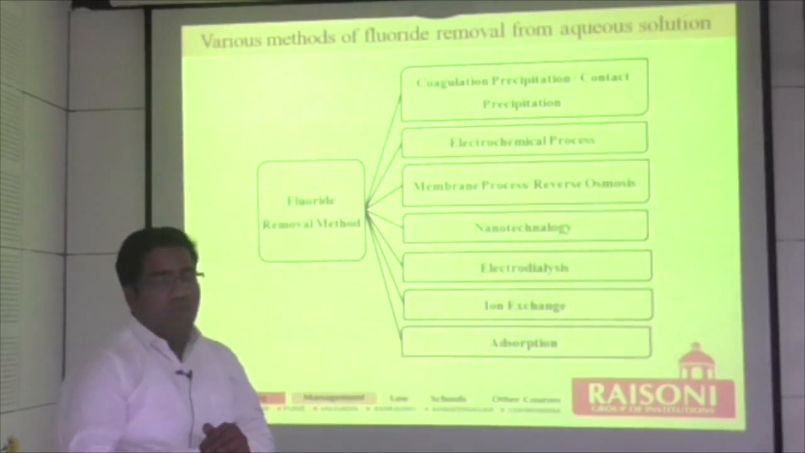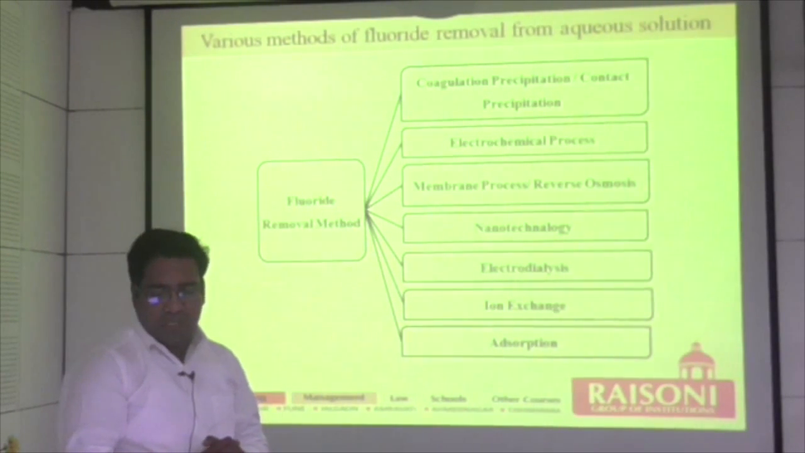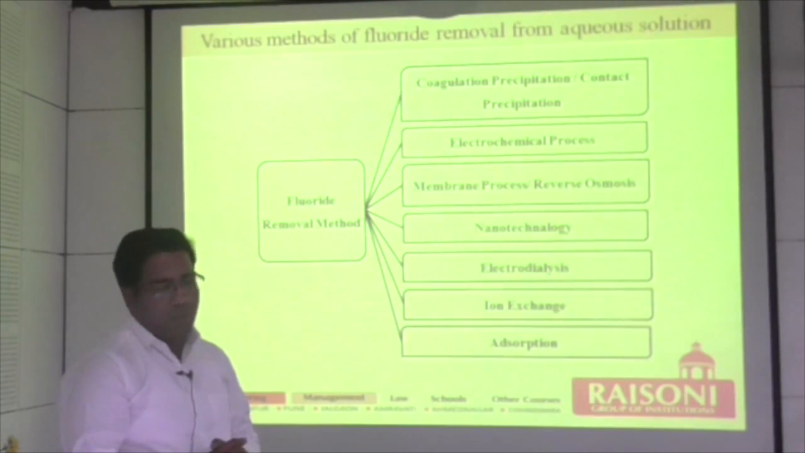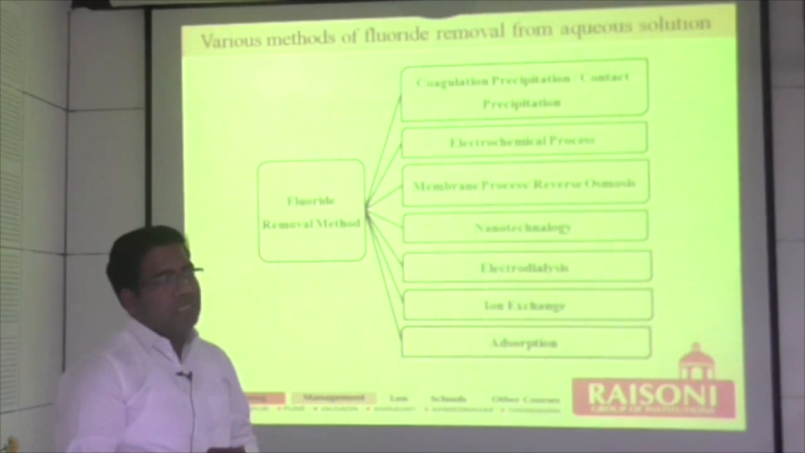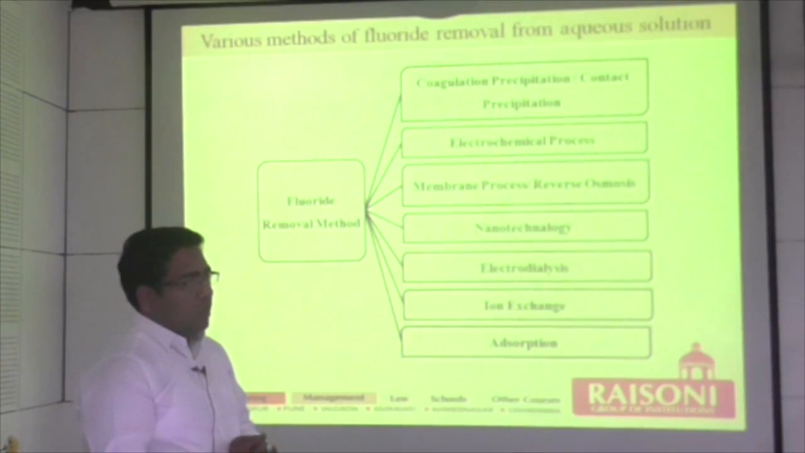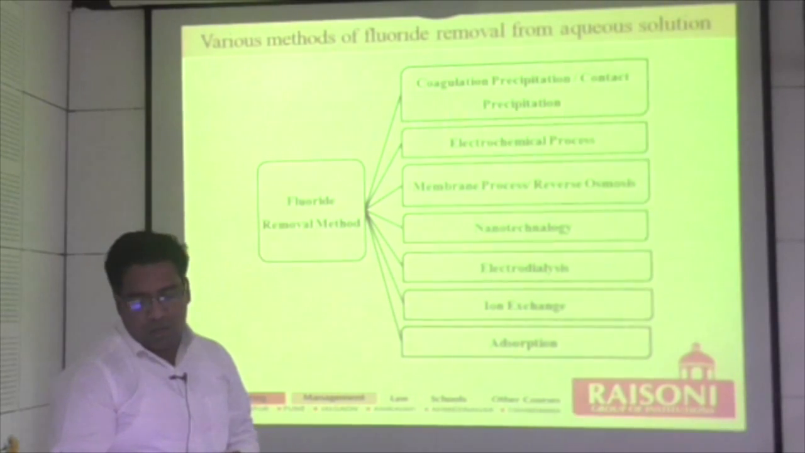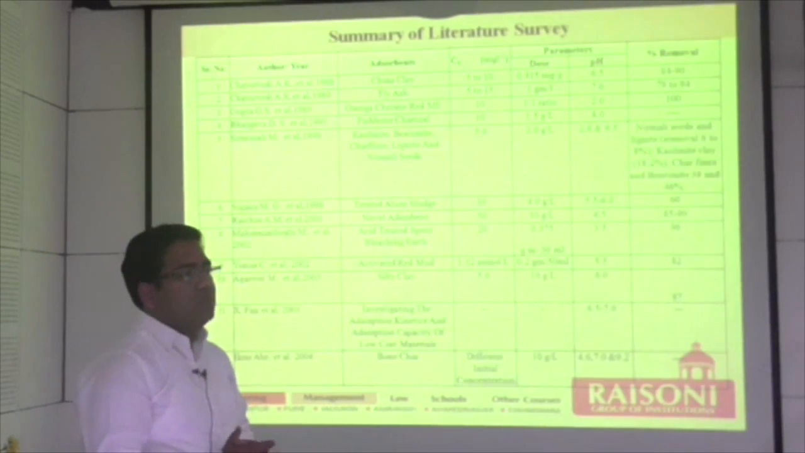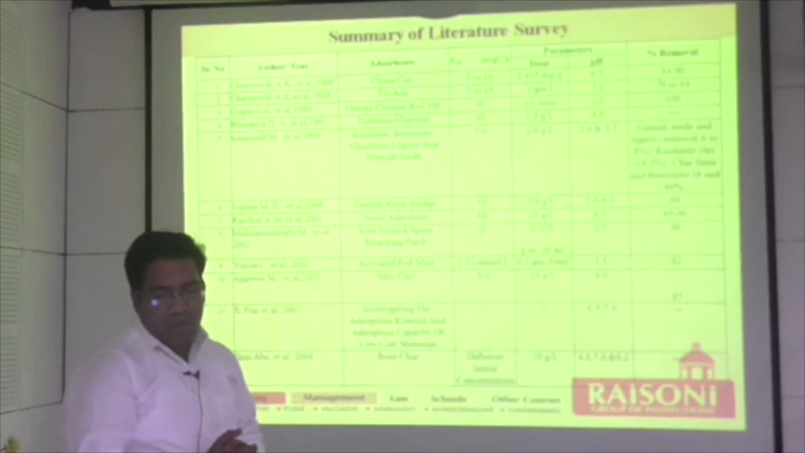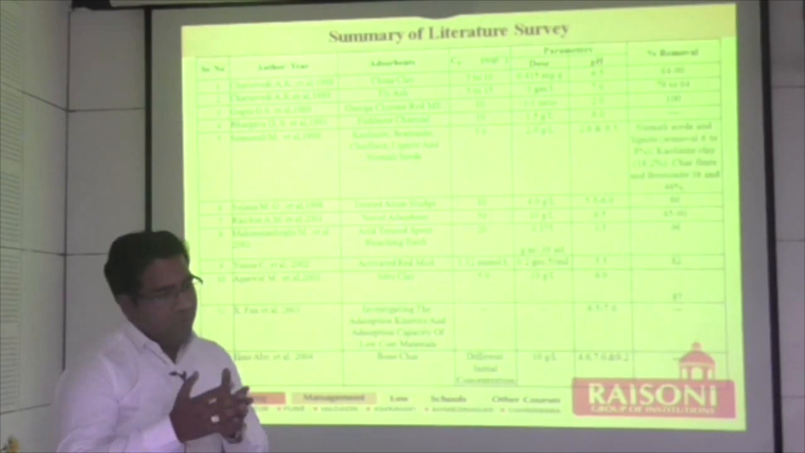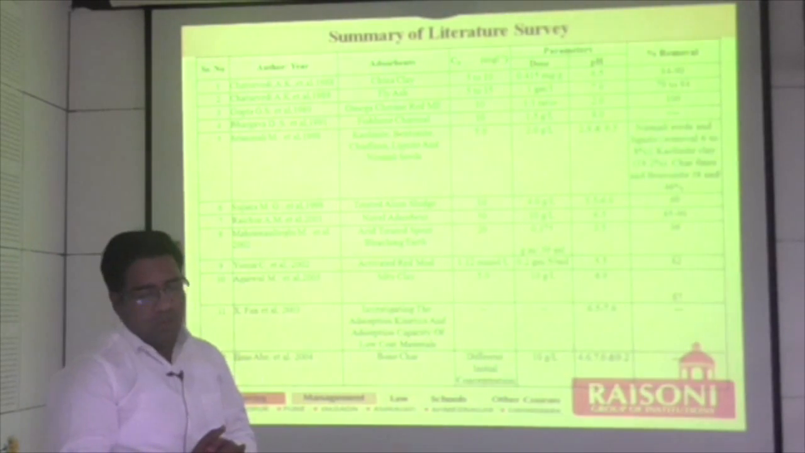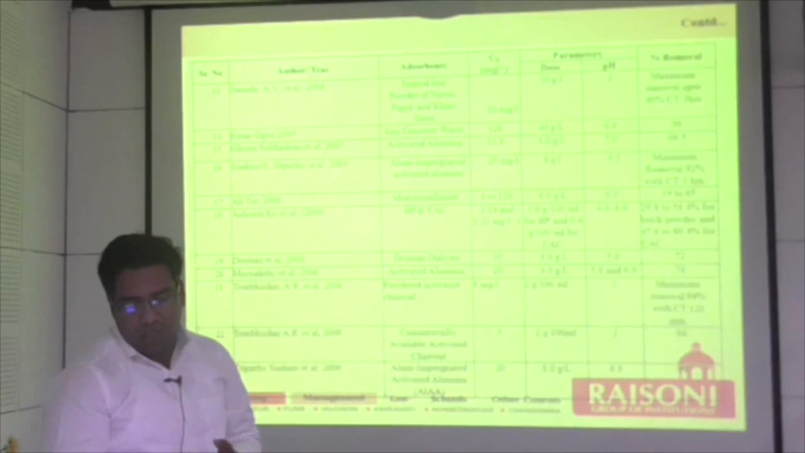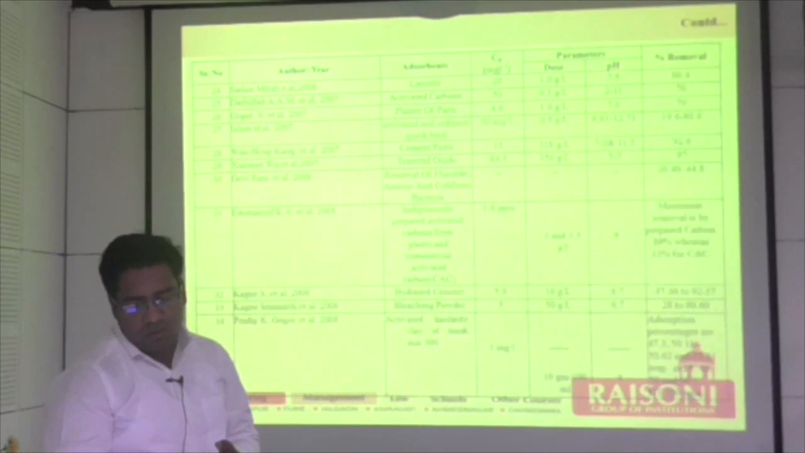Various methods are there to remove fluoride from groundwater. A few are: coagulation precipitation, contact precipitation, electrochemical processes, membrane processes, reverse osmosis processes, nanotechnology, electrolysis, ion exchange, and adsorption. In our study, we have gone through the adsorption process. This is a summary of the literature survey, showing the author, then the adsorbent used, then C0, the initial concentration, dose, pH, and then remark. So like this, I have gone through various papers.